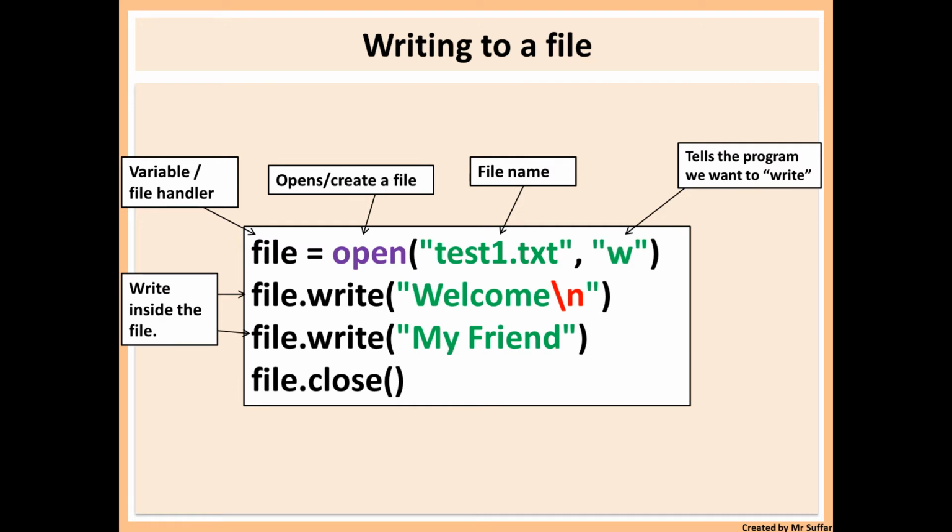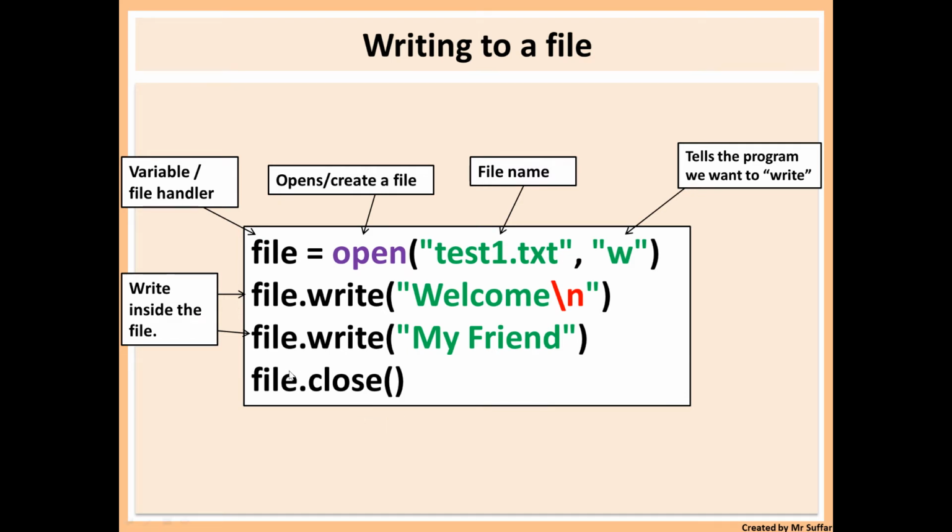Then you need to put file.write to write something to the file. Now, in this case, we're writing welcome. Then I've put \n. Now, the \n will move it to the next line in the text file. Then I'm writing file.write and then my friend. So it will write my friend on the next line rather than all on the same line.